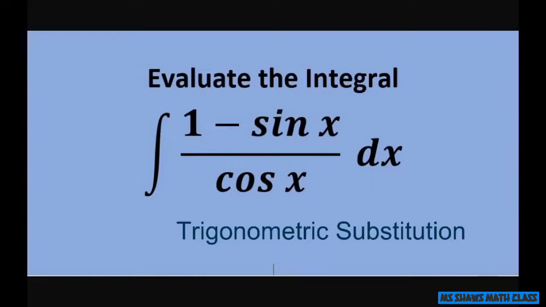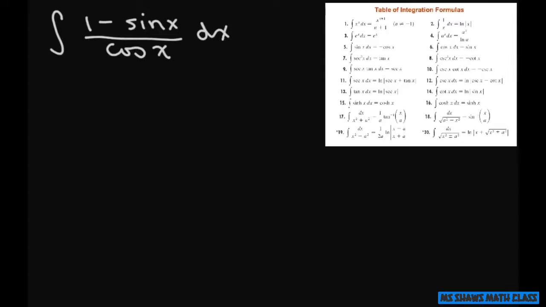Everyone, we're going to evaluate the given integral, and we're using trigonometric substitution to help us evaluate. So here's our problem again. Should have written it down. So it's the integral of 1 minus sine of x divided by cosine of x dx. So let's split this up.